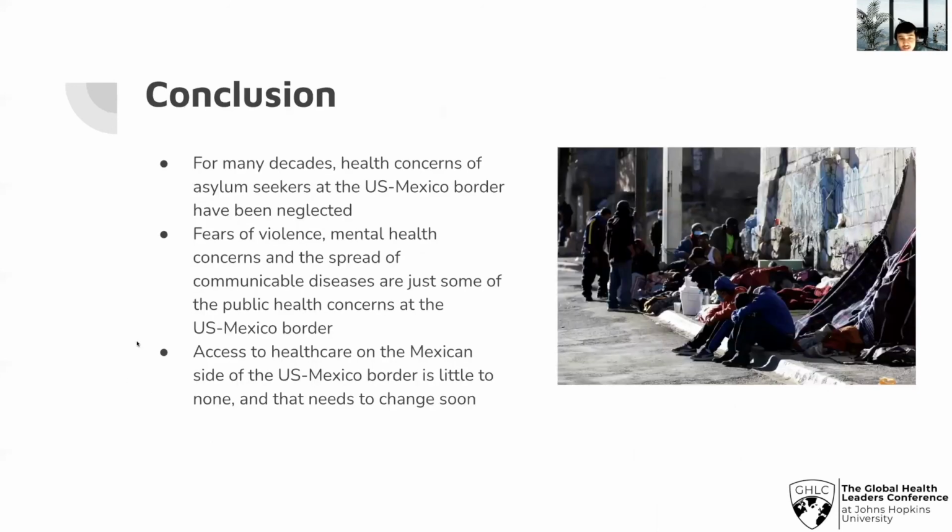So in conclusion, for many decades, the health concerns of asylum seekers at the US-Mexico border have been neglected. Fears of violence, mental health concerns, and the spread of communicable diseases are just some of the public health concerns of the US-Mexico border. And access to healthcare on the Mexican side of the US-Mexico border is little to none, and that itself has to change soon.